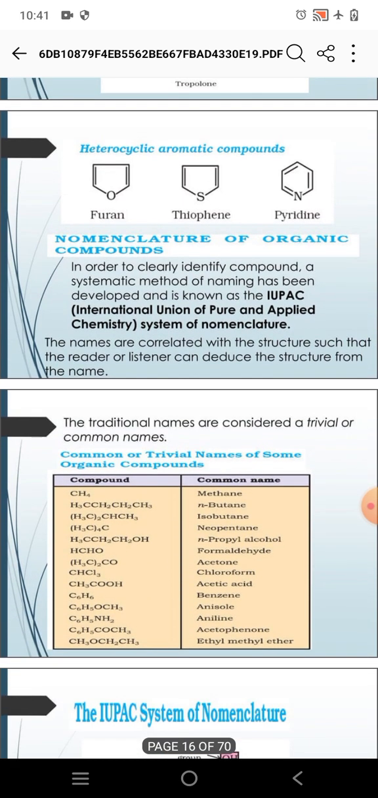Okay. Next, heterocyclic aromatic compounds. Here another atom is present along with carbon atoms. The examples are furan, thiophene, and pyridine.